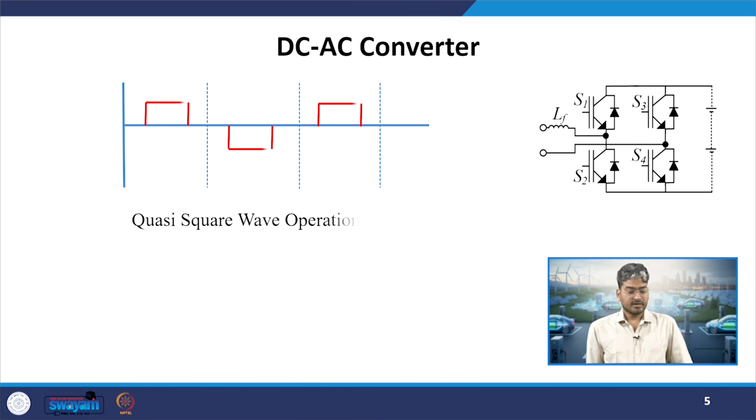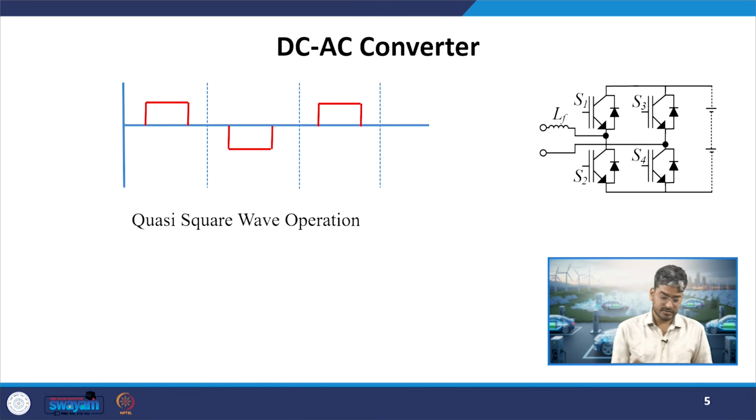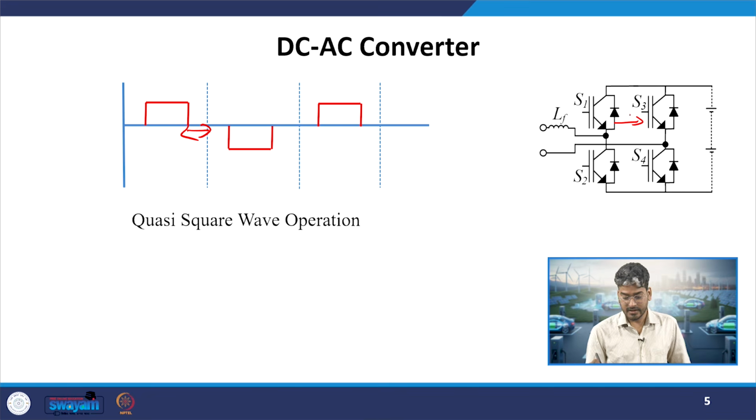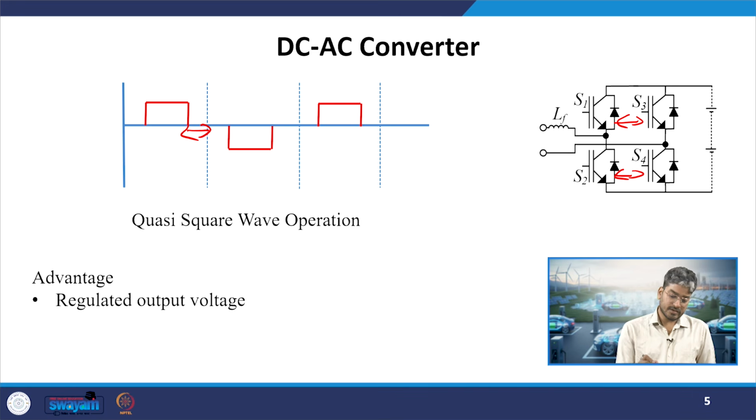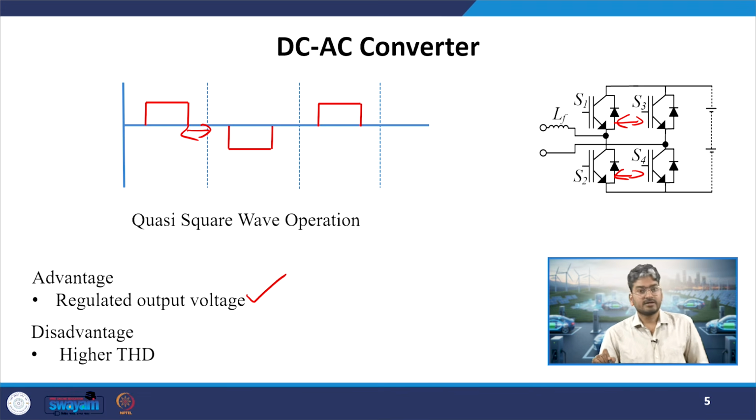Then we saw the quasi square wave mode, where we introduce a 0 state. How is this 0 state introduced? By turning on either S1 and S3 or S2 and S4. If I turn on any two of these switches, S1 and S3 or S2 and S4, I get a 0 voltage at the output stage, and the 0 duration can be controlled to regulate the output voltage. So, I can have a variable average output voltage just by controlling the 0 duration. The disadvantage of this method is that we again have lower order harmonics, so it had high THD.